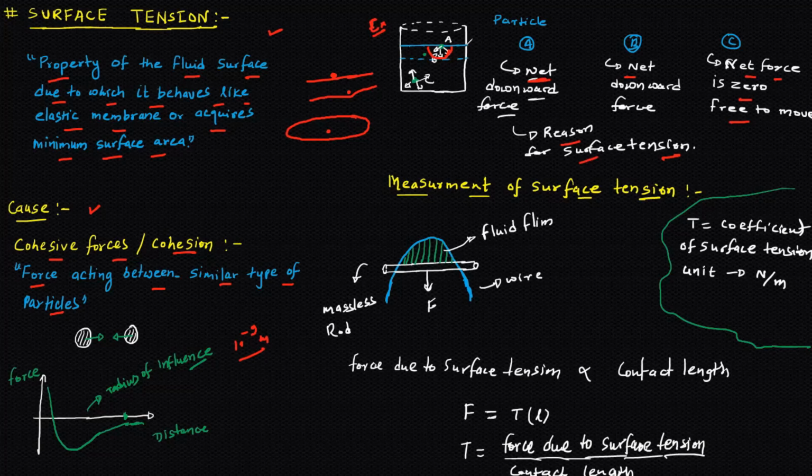Due to this downward force, which is the reason for surface tension, the fluid surface tries to acquire the minimum surface area, and if you want to pull this particle, you need to apply a force to pull it. So this is the reason.